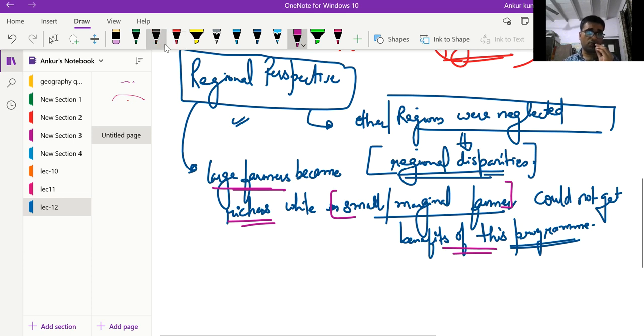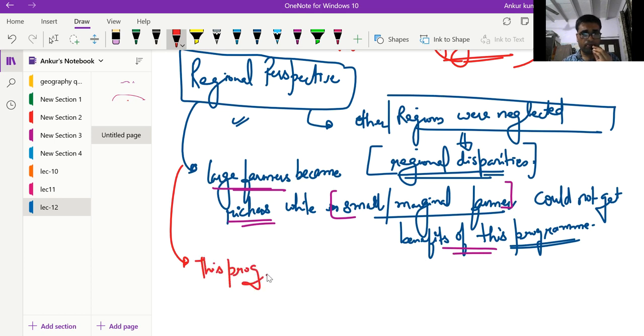And sectoral wise, another negative can also be written, that this program neglected the comparative advantage of India.